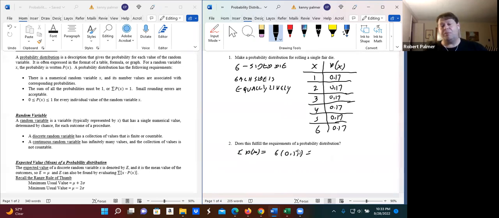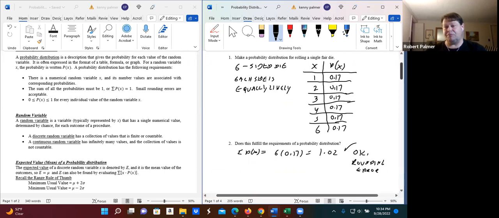In fact, it comes out to be 1.02. Okay, but this is okay because that's due to rounding error. That's because 1 divided by 6 is basically 0.666 repeating, so we had to round off. And so it's not going to be exactly 1, but that's close. And that's also what we said here. Small rounding errors are acceptable. Of course, you want to make those rounding errors as small as possible.